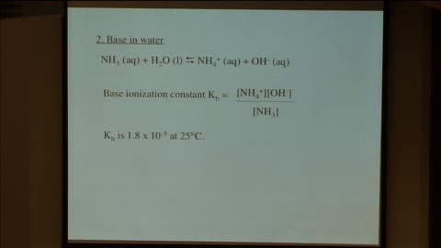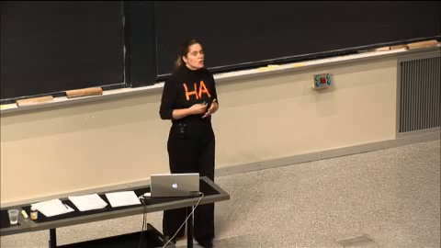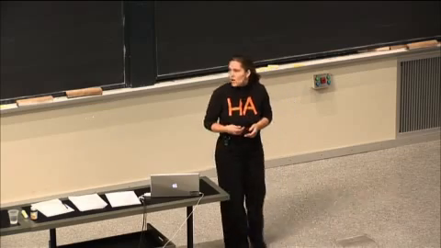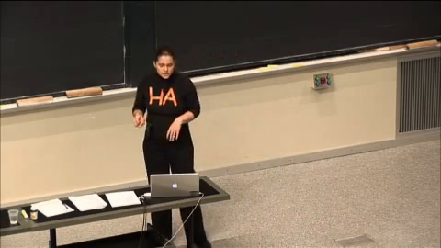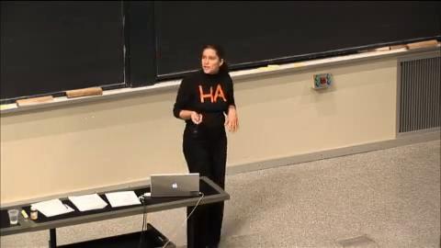So here the Kb is 1.8 times 10 to the minus 5 at 25 degrees. So that's a fairly small number. And so the small value tells us that only a little bit of the NH3 is going to ionize when it's in solution. So only a little bit is going to form NH4 plus and hydroxide ions. So that's what that small number tells us. So that tells us that it's going to be a weak base.